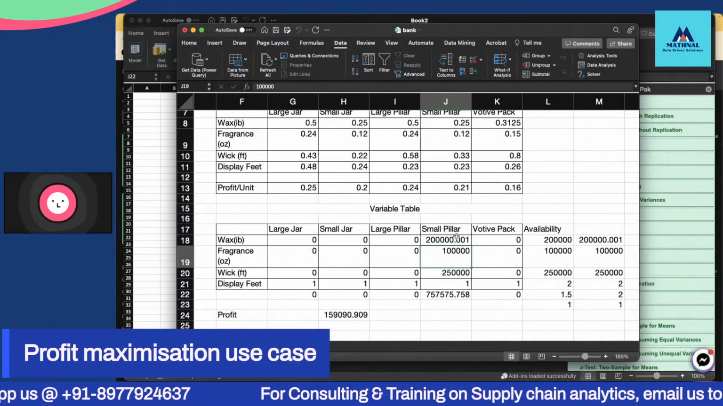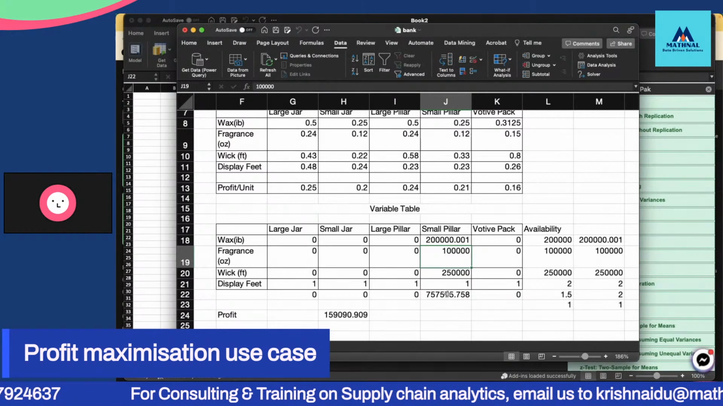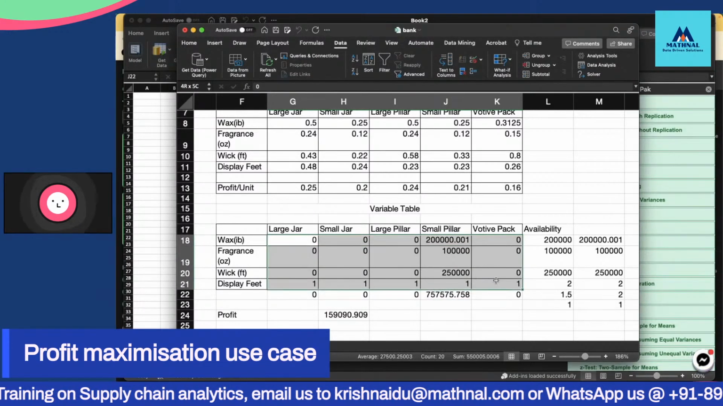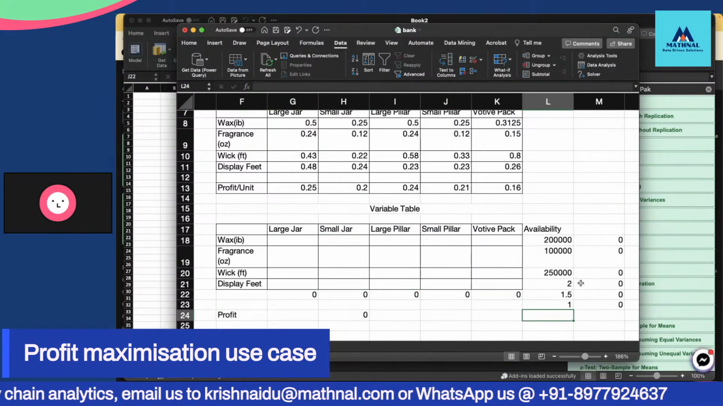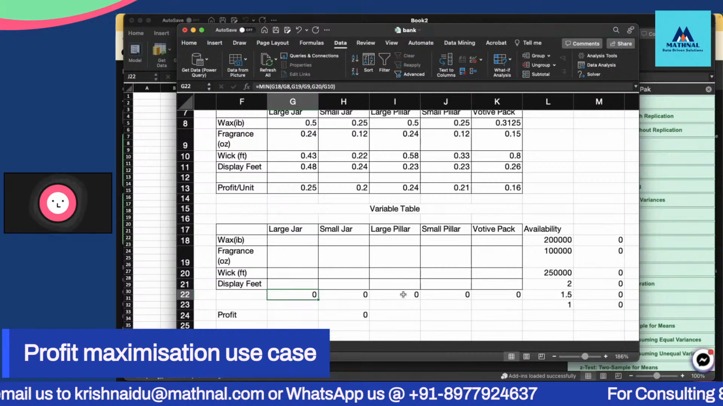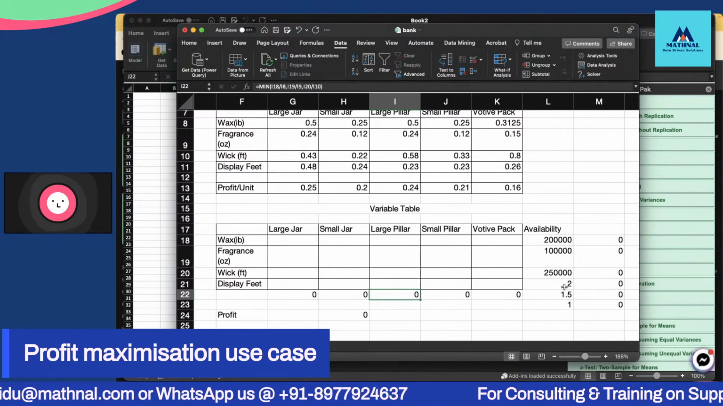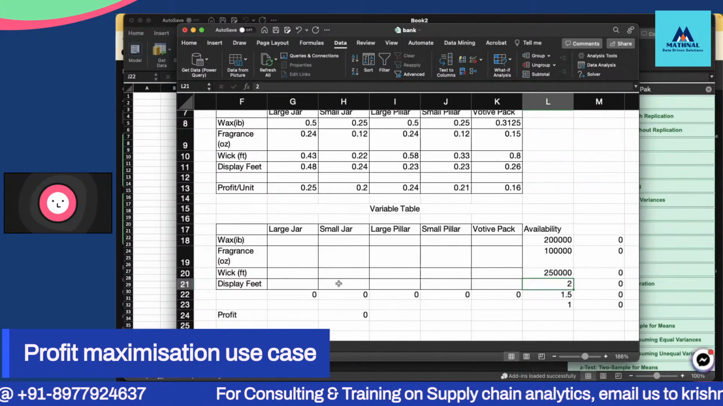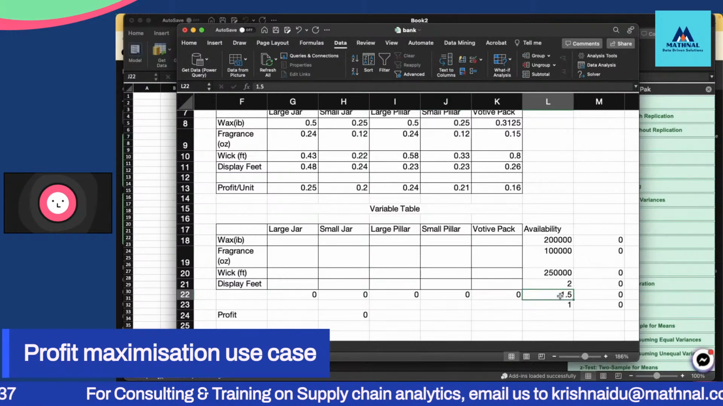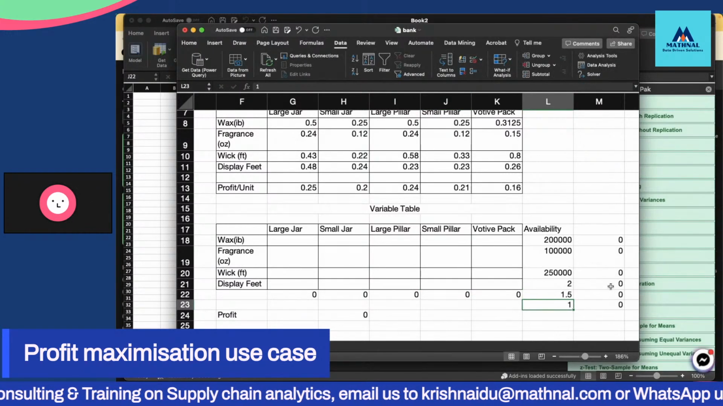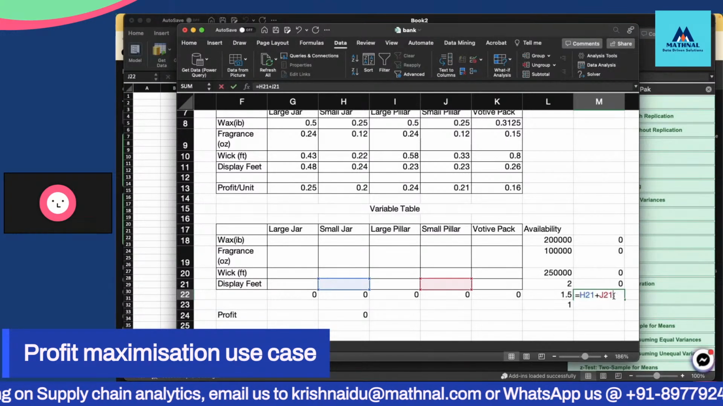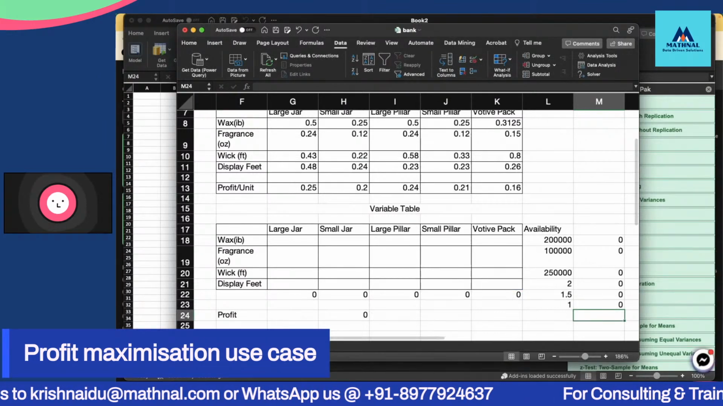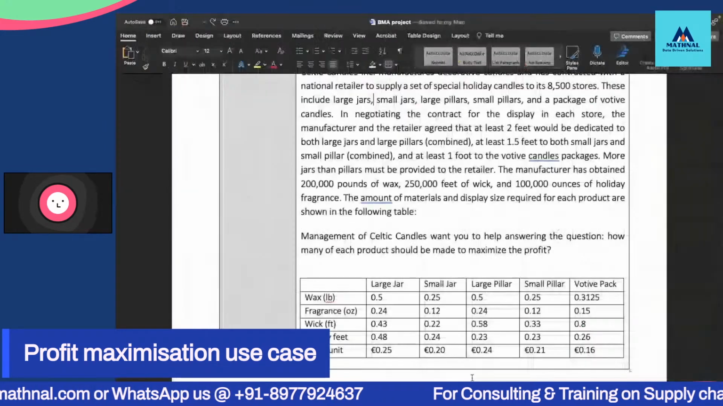Excel is asking us to go for the small pillar. Let me make everything 0. So this plus this has to be at least 2. At least 2 means it could be 2 or more than 2. This plus this should be at least 1.5. At least 1.5, and the last one has to be at least, let me open the text once again.